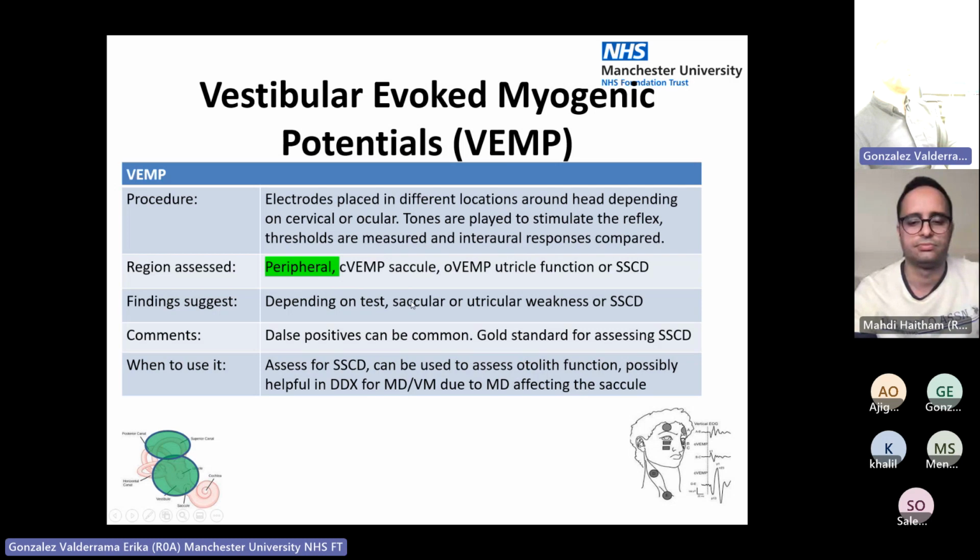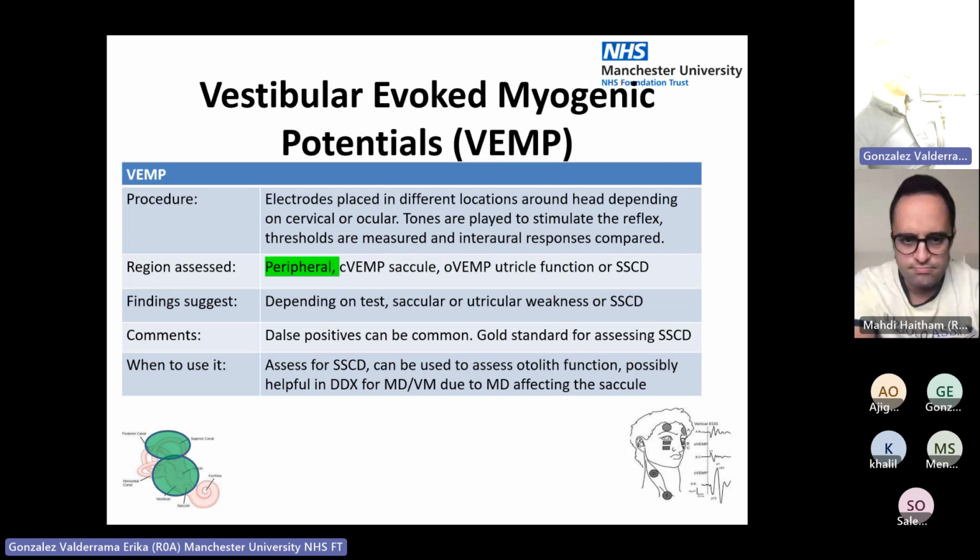So we can look at the function of the saccule and the utricle with cervical VEMPs and ocular VEMPs. So we place electrodes at various points on the head, and for cervical VEMPs you do it on the sternocleidomastoid muscle, and for ocular VEMPs you do it just underneath the eye, where the inferior oblique is. It's evoked potential stuff. So basically we play a sound into the ear 100 times or something like that, and then we record tiny little potentials from the muscles, and we average them over a certain amount of time, and then that can tell us whether that system is working or not.